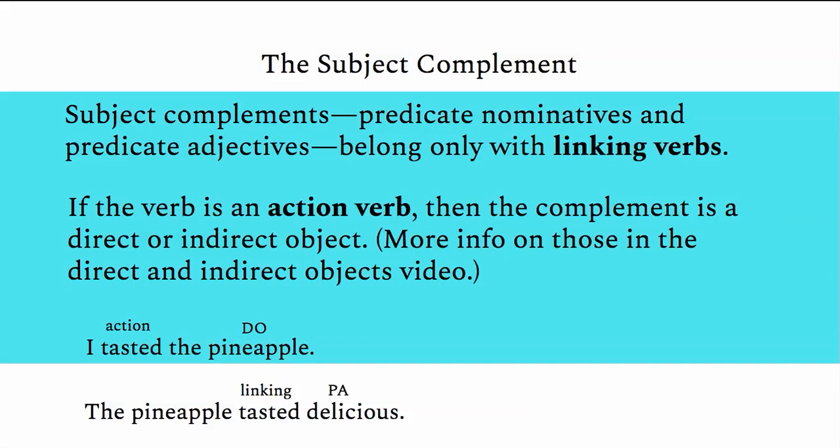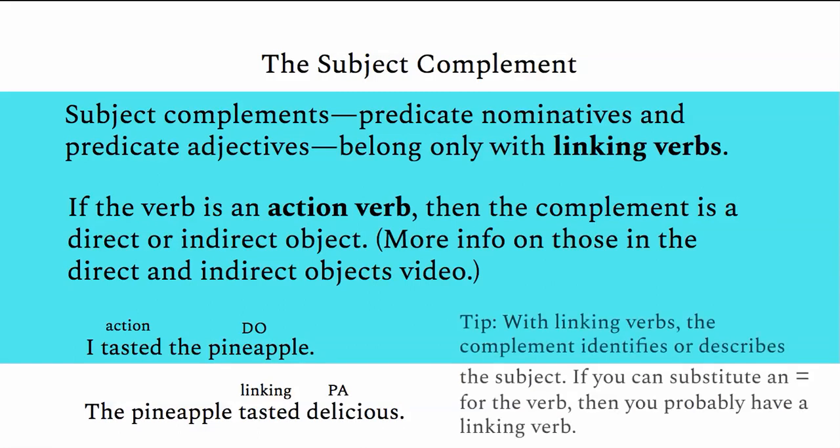This can be a little bit confusing to tell the difference, so try this trick. With linking verbs, the complement is linking back to the subject of the sentence. So the linking verb functions almost like an equal sign. So if you can substitute an equal sign for the linking verb, and that's the basic meaning of the sentence, then you probably have a linking verb. So if we try it here, the pineapple tasted delicious. Okay, the pineapple equals delicious. Yeah, that works. That's really what the meaning is.